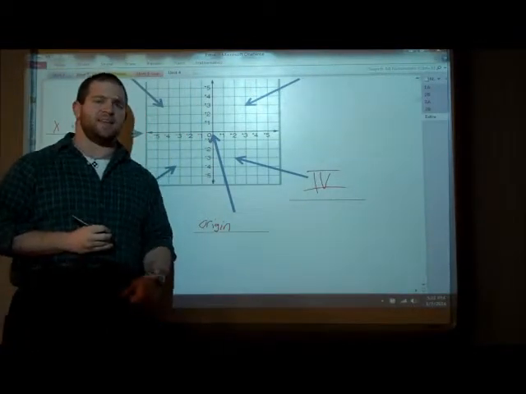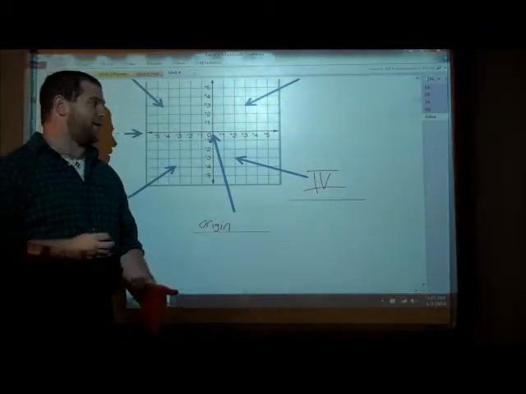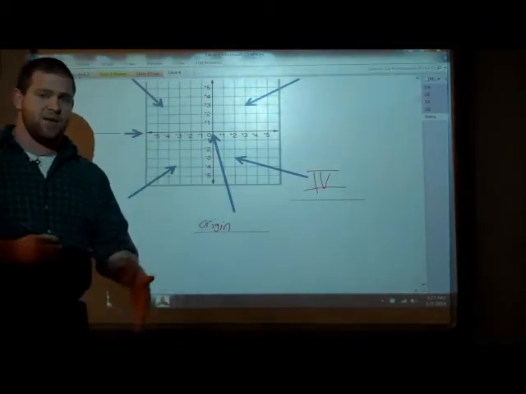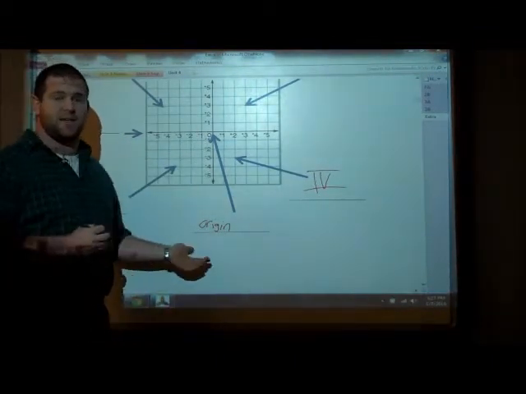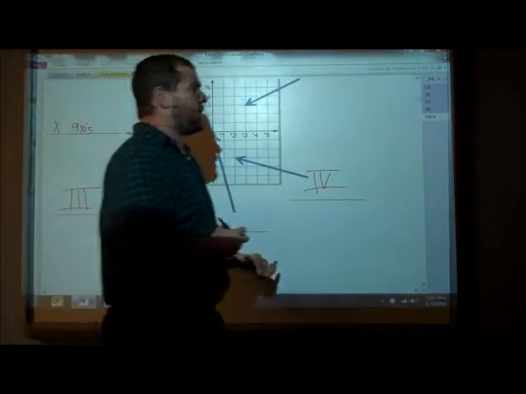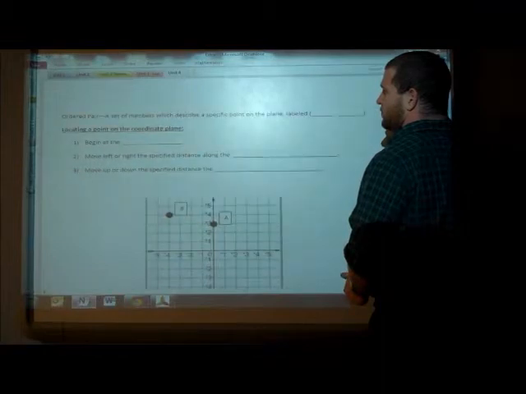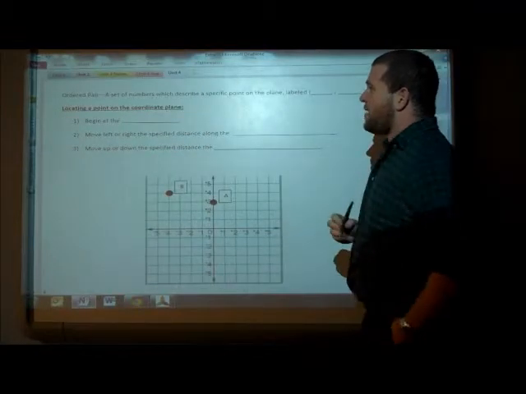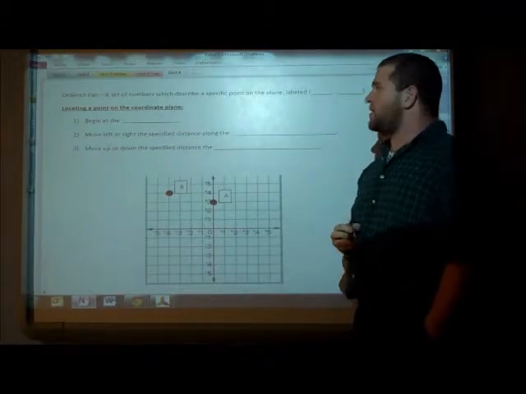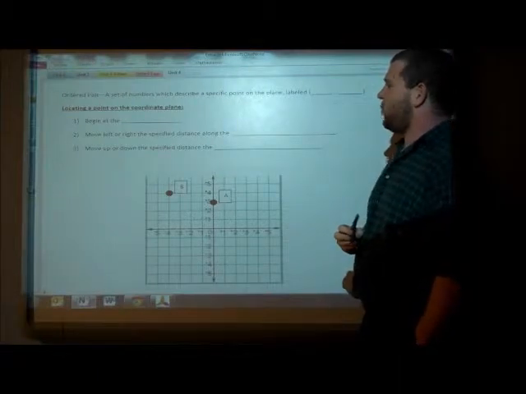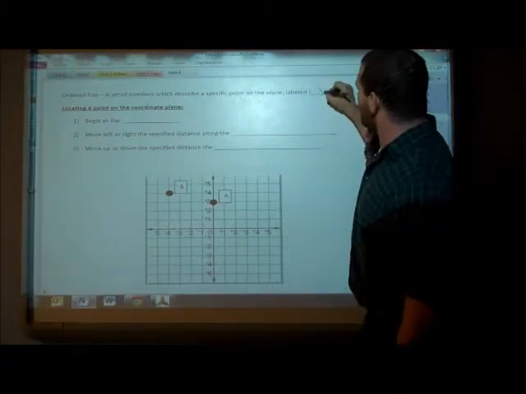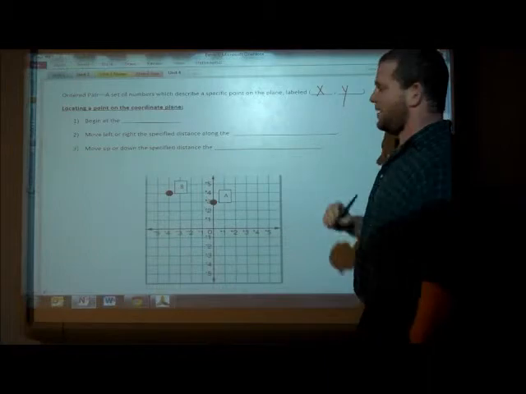Now, just like in traditional English vocabulary, origin means that's where you start. And that's exactly what it's going to mean as we go about working our problems. The first definition we have on this page is an ordered pair. An ordered pair is a set of numbers which describe a specific point on a plane. It's labeled x, comma, y.